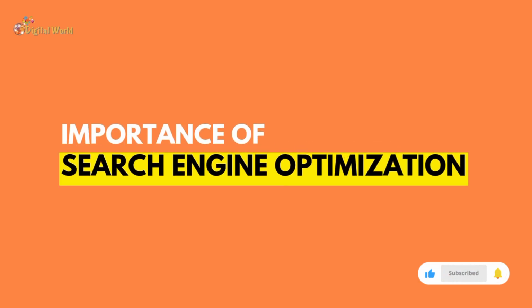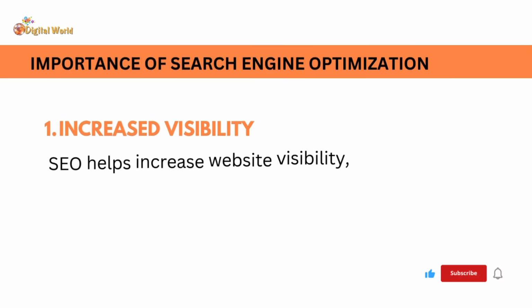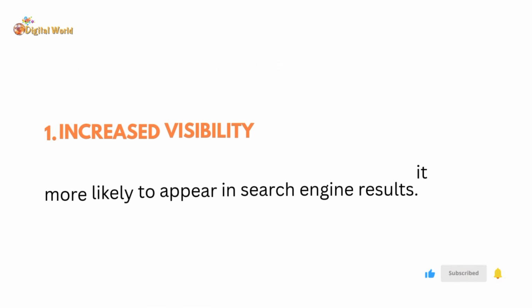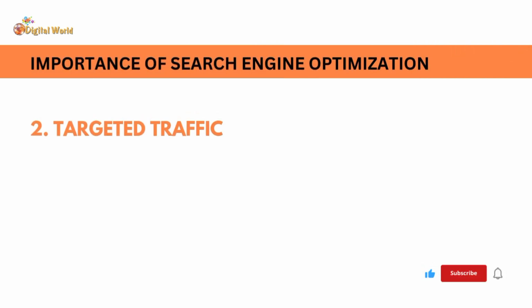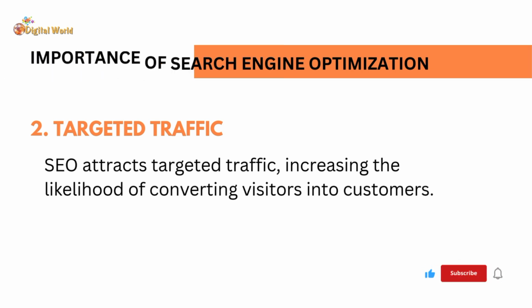Now we will discuss importance of search engine optimization. Number 1. Increased visibility. SEO helps increase website visibility, making it more likely to appear in search engine results. Number 2. Targeted traffic. SEO attracts targeted traffic, increasing the likelihood of converting visitors into customers.